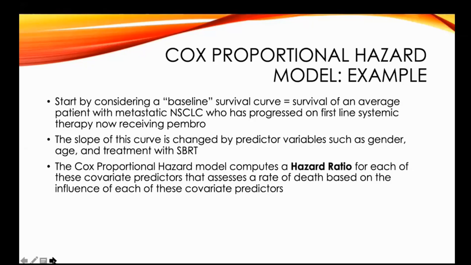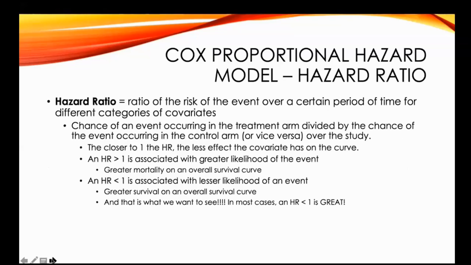And what the Cox proportional hazard model does is first it computes a regression coefficient and then ultimately a hazard ratio for each of these covariate predictors that assesses the rate of death based on the influence of each of the covariate predictors. A hazard ratio is really important to understand. It's the ratio of the risk of the event over a certain period of time for different categories of covariates.